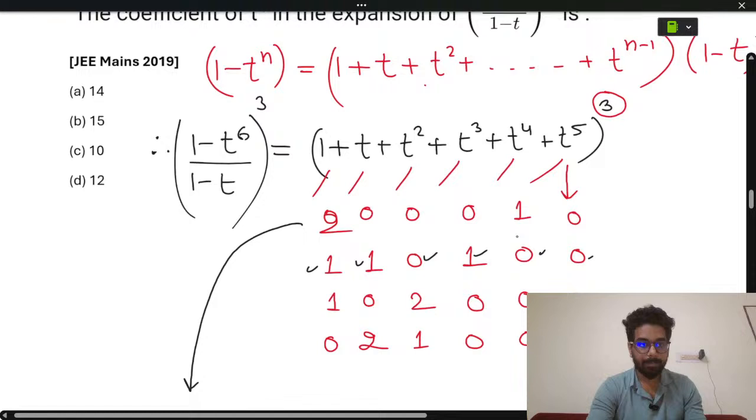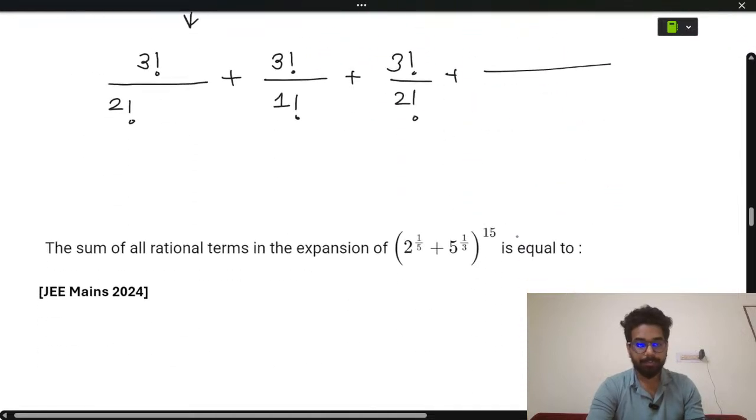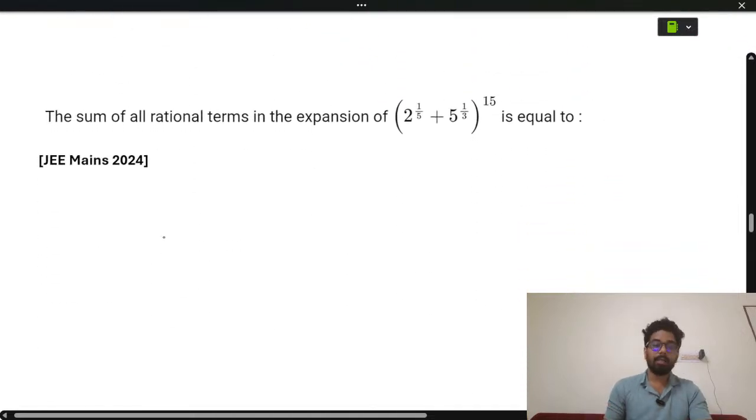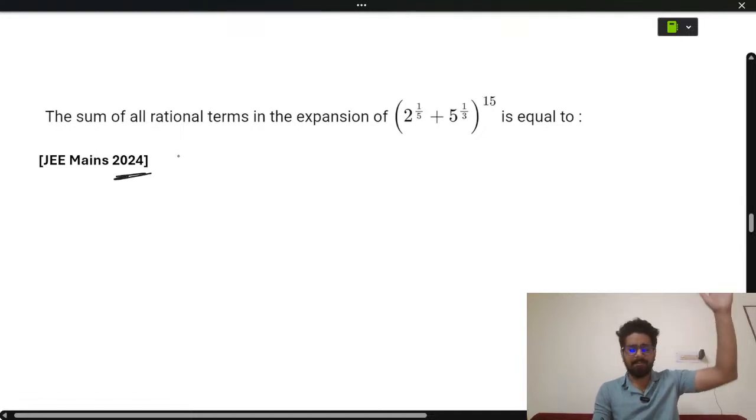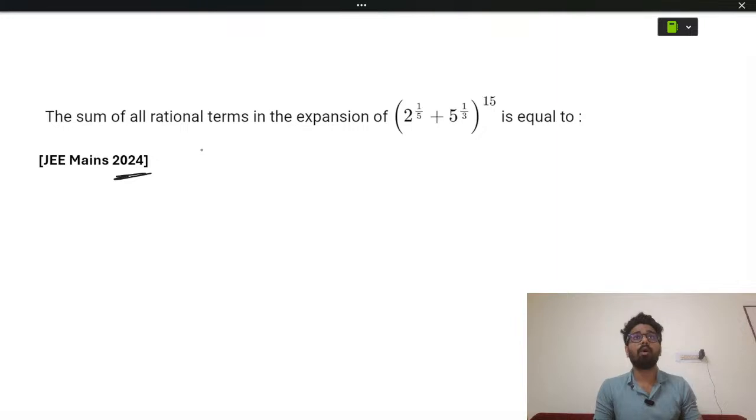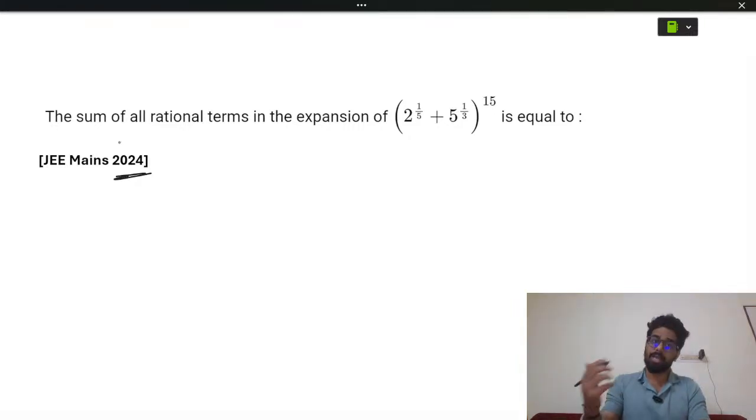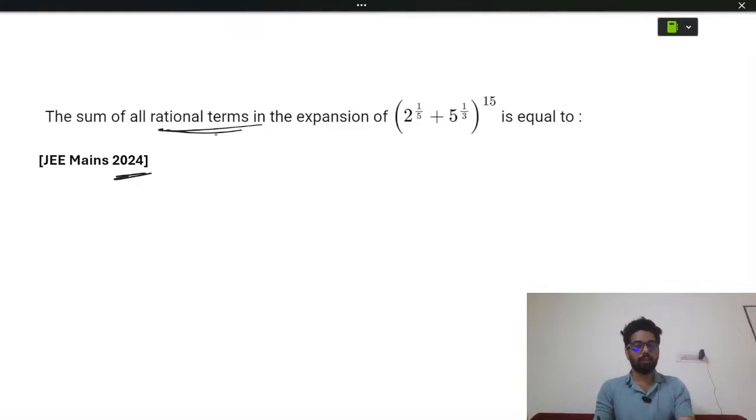Okay, fine. Next question. Here is another variety which came in 2024 and 2023, and you can check that every second year, or sometimes every year, but for sure every 2 years, they ask this kind of question. The change that we will see is that some are rational terms, some irrational terms, some integer terms. These kinds of questions you will find.